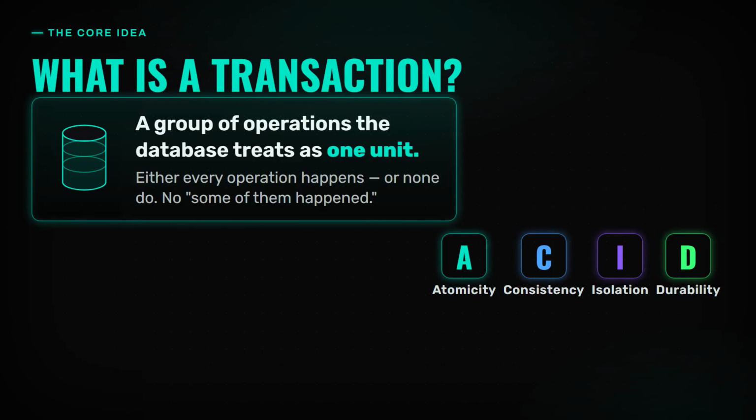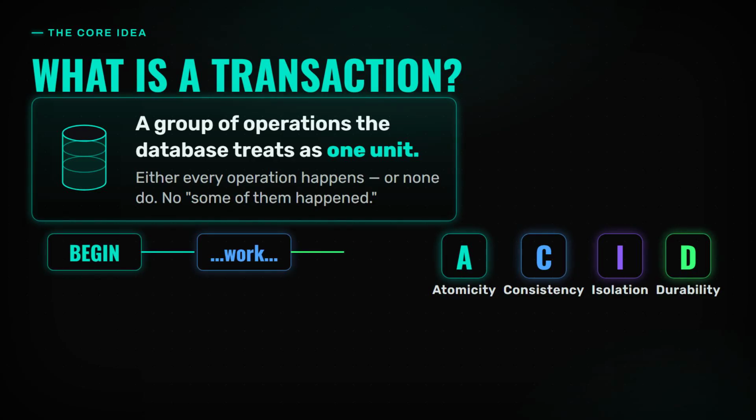Either every operation happens or none of them do. There is no "some of them happened." That's it. That's the whole idea. The complication is what the database does behind the scenes to make that promise true, even when servers crash, networks drop, and 1,000 other users are hitting the same row at the same instant.